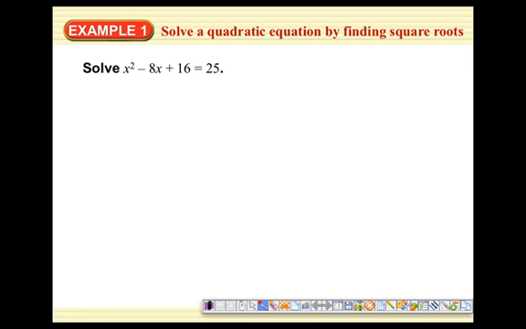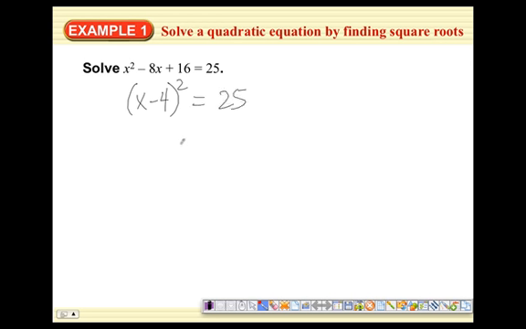It's a perfect square. The left-hand side. So you have to write it as a perfect square. What is it? So this is x minus 4, but don't write it out twice. Do this: x minus 4 squared equals 25.